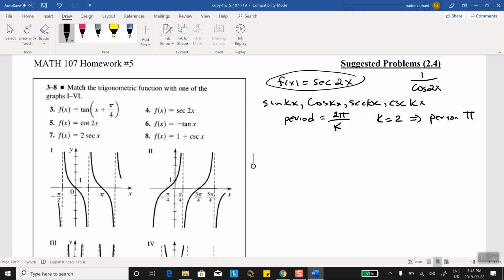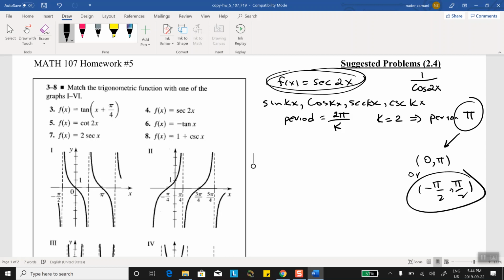You're welcome to do that. It's just that I personally don't like to memorize it. So I know that the period of what I want is pi. So I'm going to plot it between 0 and pi, or minus pi over 2 and pi over 2. It doesn't matter. You can plot this stuff between 0 and pi, or minus pi over 2 and pi over 2. So I will do it here.